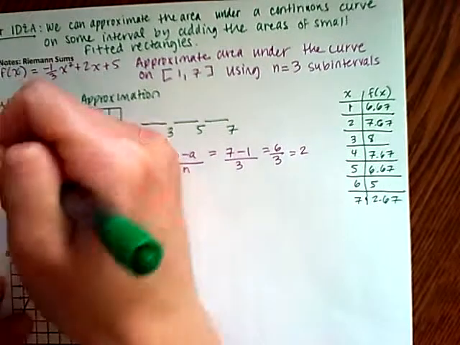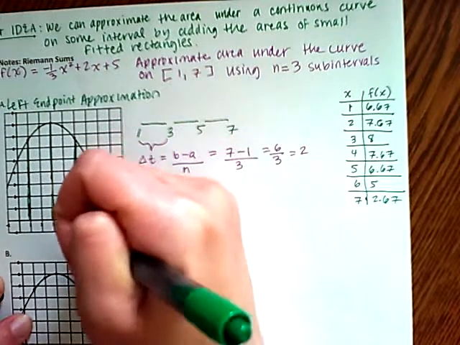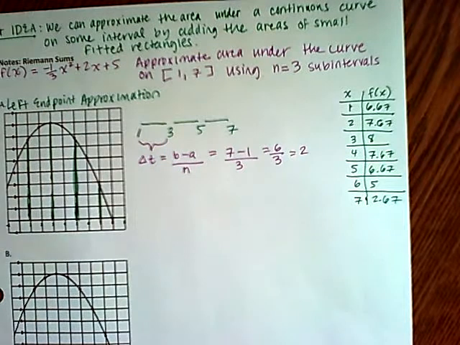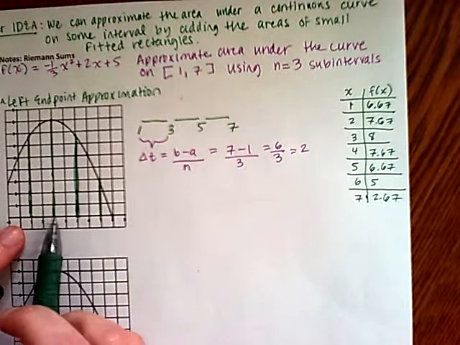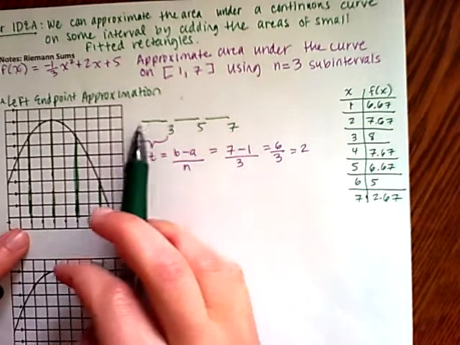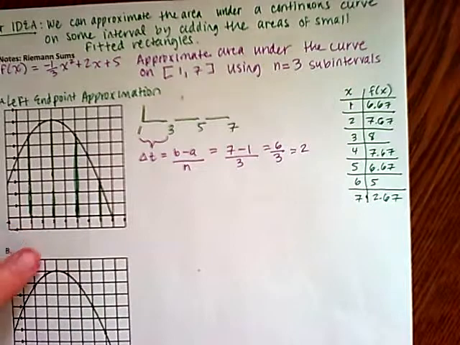Okay, so I'm just drawing those vertical lines in at each place. Now, the idea of the left endpoint means I'm going to cap off each of these rectangles using the left side of the rectangle. So for the first rectangle, it goes from 1 to 3, so I want to cap it off at 1.